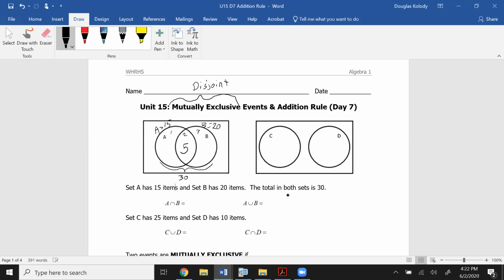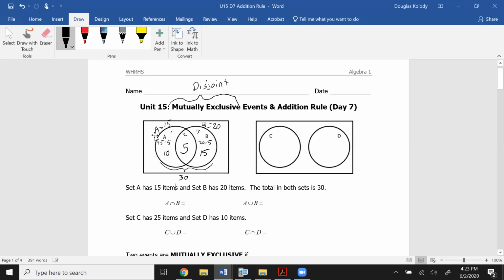And then I could do some simple subtraction. I know that this entire circle adds up to 15. But if 5 people are already in that circle, 15 minus 5 leaves me 10 people right there. And if I do the same thing, 20 total people minus 5 leaves me 15 right here. Does 10 plus 5, which is 15, plus another 15 give me the 30? Yes, it does. By the way, this is called a Venn diagram. And we have just created a Venn diagram right there.